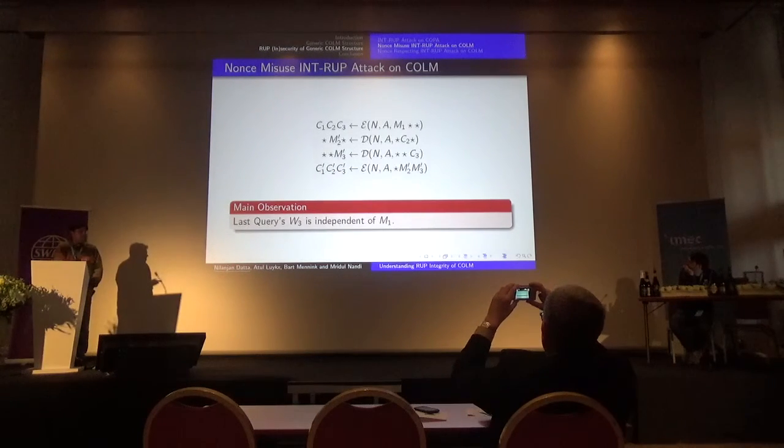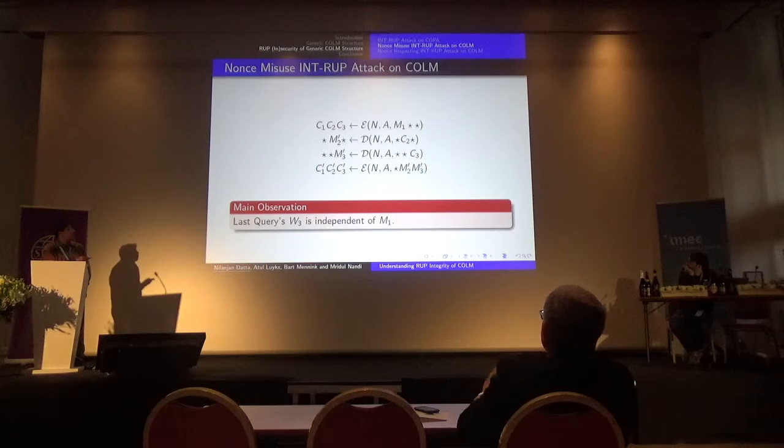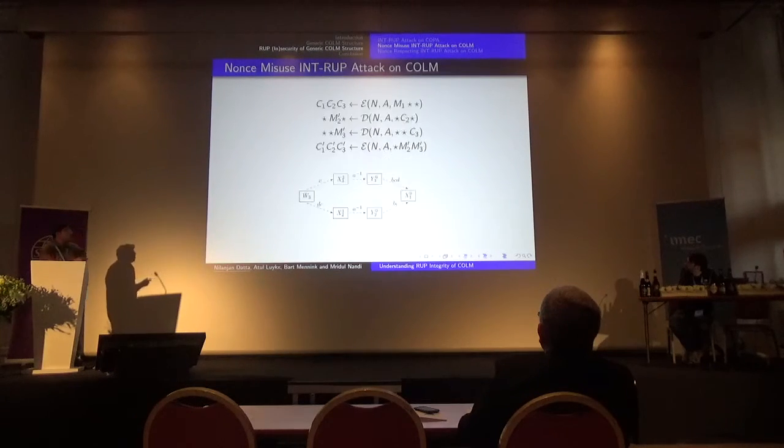one can check the W3 value of the last query. So the W3 value corresponding to this query is independent of M1, whereas it should have some dependency on M1, because this M2 prime and M3 prime are coming from C2 and C3, which is essentially coming from this query, and that means it should have some influence from M1, but actually it is not happening.